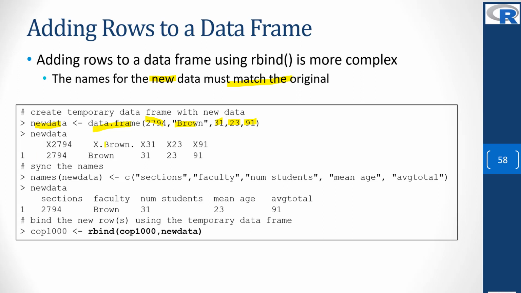And look at the names it gives the columns. 2794, it calls it X2794. Brown is called X.Brown, X31. These are not meaningful names. These aren't really useful for us.